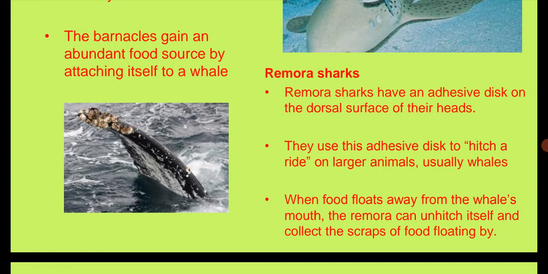Remora sharks have an adhesive disc on the dorsal surface of their heads. They use this adhesive disc to hitch a ride on larger animals, usually whales. When food floats away from the whale's mouth, the remora can unhitch itself and collect those scraps of food floating by. So the remora benefits, while the whale is not really affected.